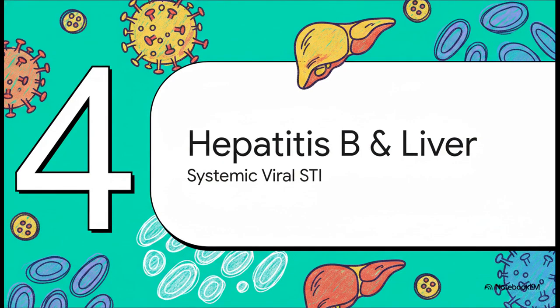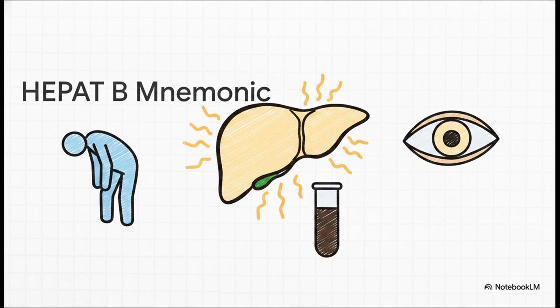Okay, let's jump to part 4, hepatitis B and the liver. We all know the liver is basically the body's filtration engine. When it gets inflamed by hepatitis B, it starts to fail, which brings us to the HEPA-B mnemonic. H is for hepatomegaly, that's the enlargement of the liver. E for extreme fatigue. P for pale stools. A for abdominal pain, specifically localized in the right upper quadrant. And the hallmark is the B, total bilirubin buildup.